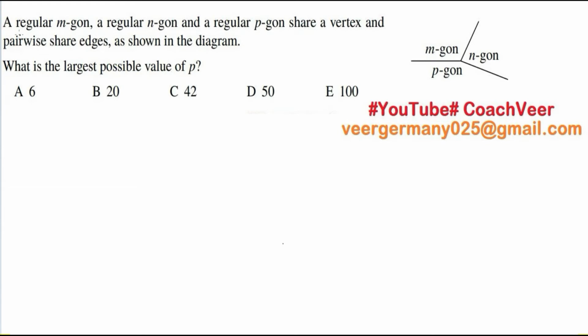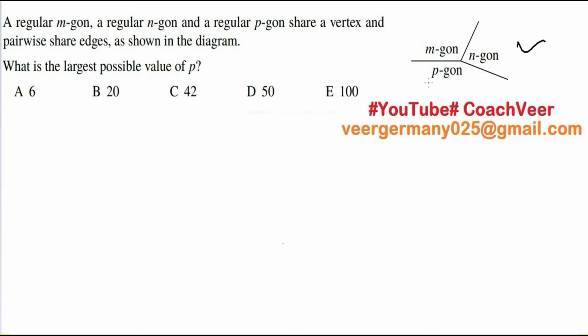We got a question here. A regular m-gon, a regular n-gon (n-gon means polygon), and a regular p-gon share a vertex and pairwise share edges, as shown in this diagram. Now, what is the largest possible value of p?